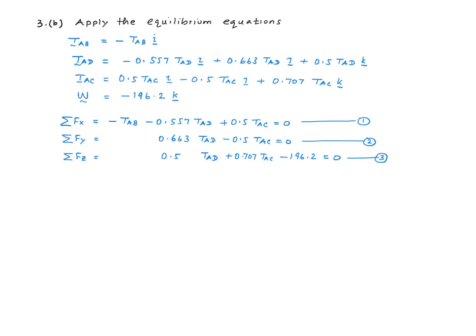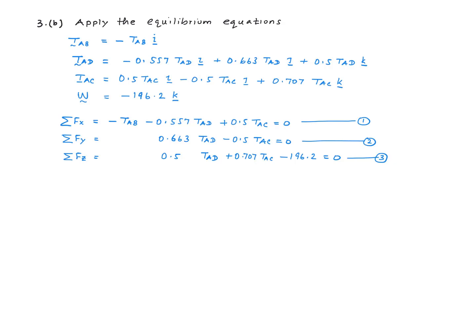Now let's go ahead and apply the equilibrium equations. Here's a summary of what we did in the earlier slide, the vector forms of the four forces. These are the three equilibrium equations. Sum of the forces in the x direction must be equal to 0. Sum of the forces in the y direction must be equal to 0. Sum of the forces in the z direction must be equal to 0. The sum of the forces in the x direction equals the sum of the x component of each of the four forces. The x components of these forces are minus TAB, minus 0.557 TAD, 0.5 TAC, and that's it. And those three must add up to 0.